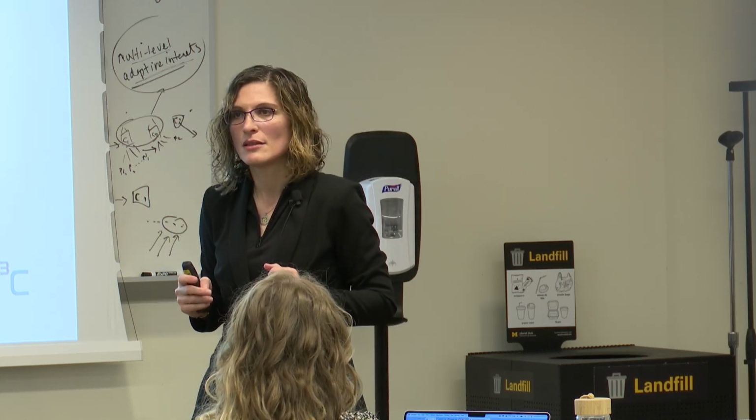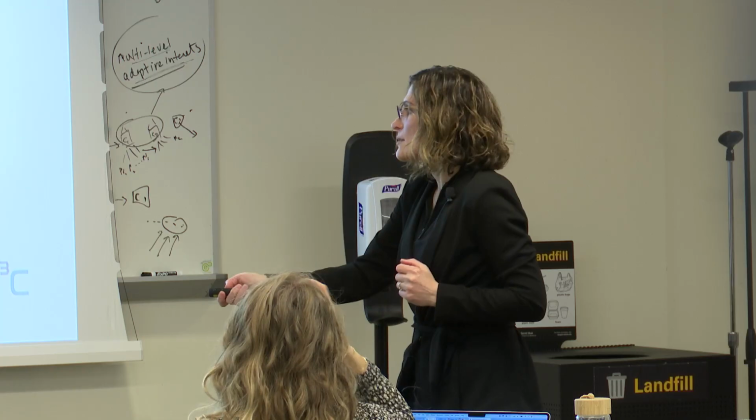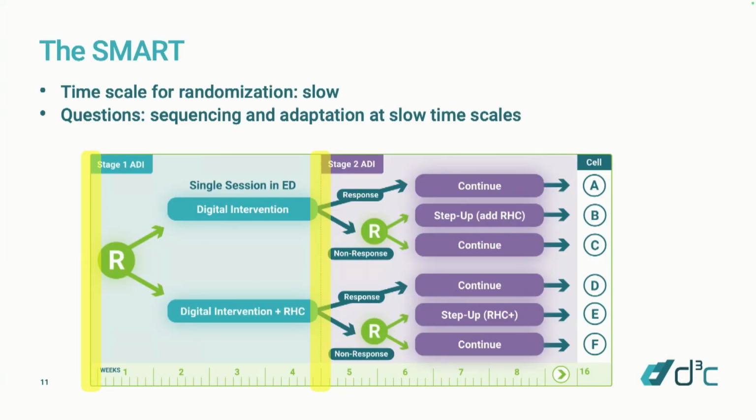Do you see that? The reason you randomize on a slow time scale in the SMART is because you're trying to answer questions about how to best construct an adaptive intervention in which the adaptation happens on a slow time scale. You see, there's a connection between how fast you want to adapt and how fast you need to randomize in the trial design that you're using to answer questions about that intervention. Do you see that? Okay.